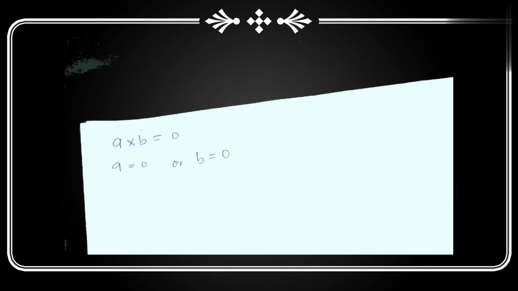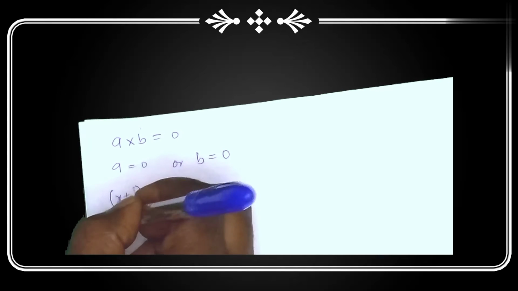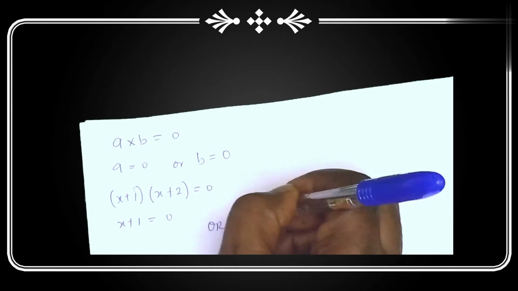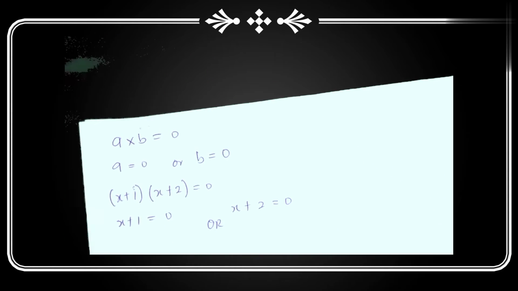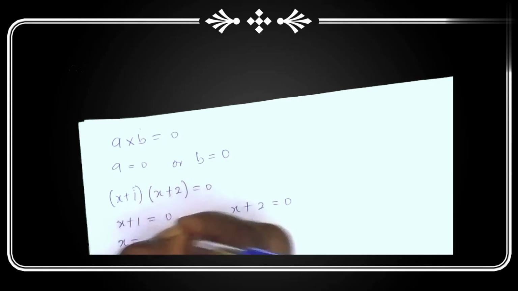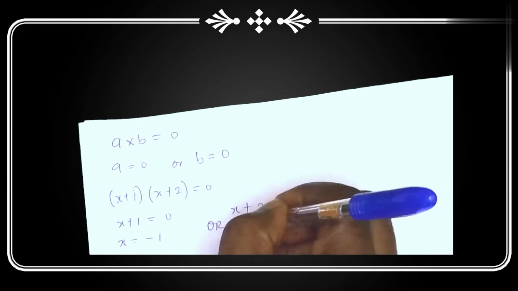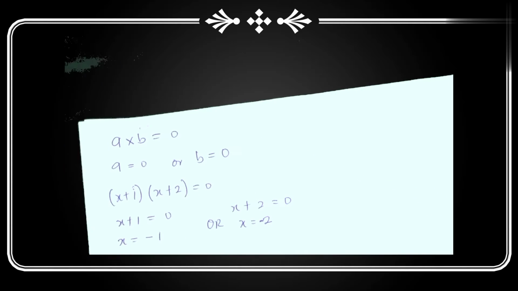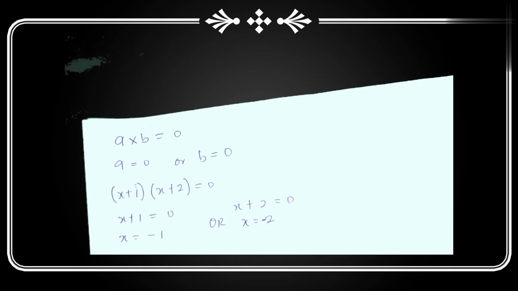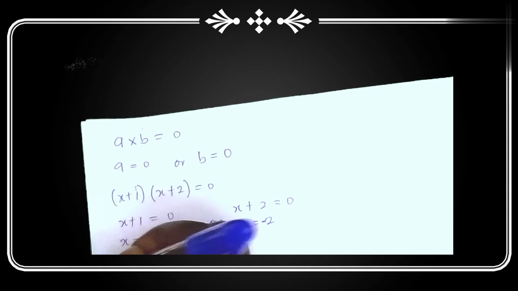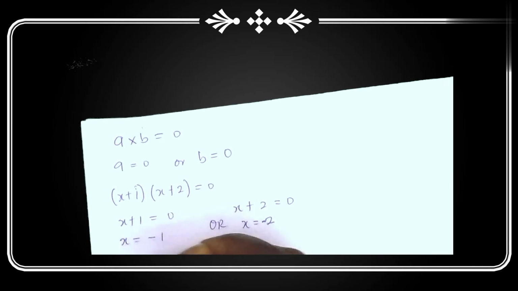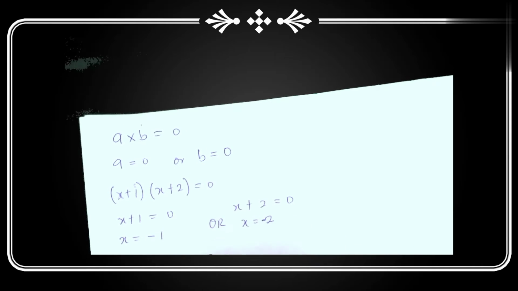Now, at this point, since we have x plus 1 into x plus 2 all equals 0, then we have x plus 1 equals 0 or x plus 2 equals 0. Now, at this point, we have x equals minus 1 or x equals minus 2. That is the answer for our expression x squared plus 3x plus 2 equals 0.